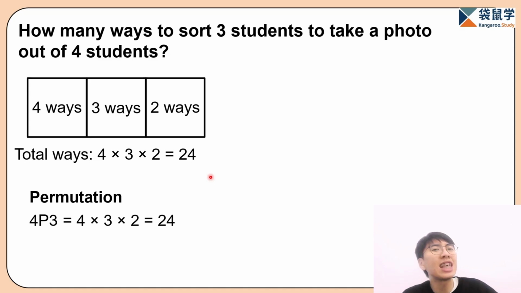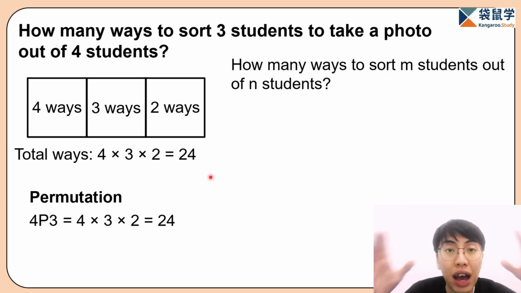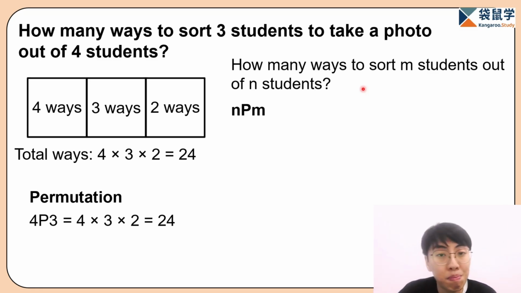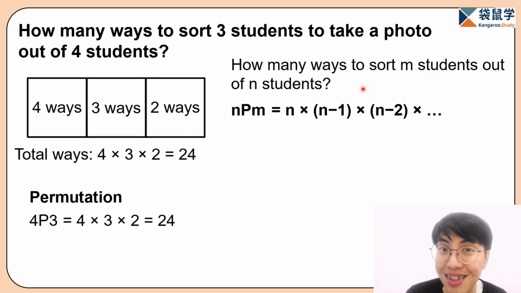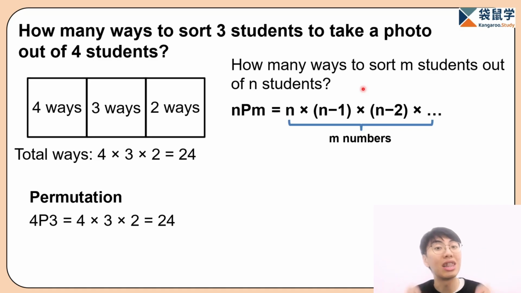So now, if I have a different question over here, I want to sort m students out of n students. How do I do this then? Well, for this, definitely we are doing nPm. And for nPm, how do I write it out? I think this one, we should be able to understand that it starts off with n, then multiplied by n minus 1, multiplied by n minus 2, so on and so on. How many numbers should I write out? Since there are m students to be selected, I should write m numbers.